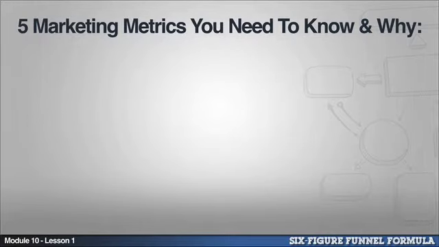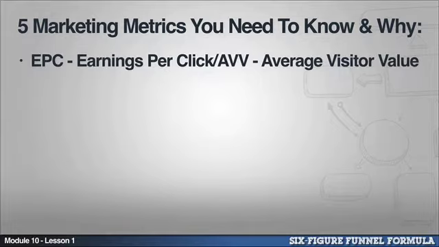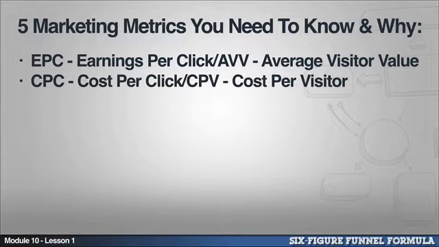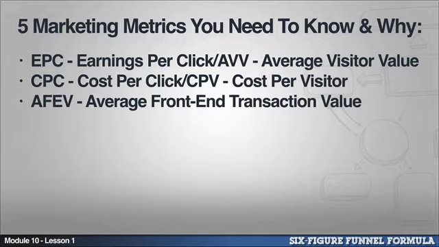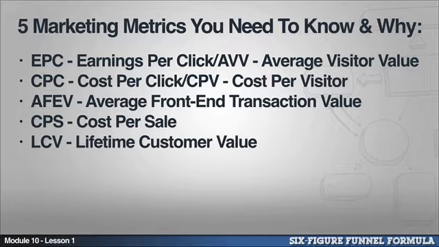In this lesson, we're going to talk about the 5 marketing metrics that you need to know and why. So here they are. The first one is EPC, or earnings per click, sometimes referred to as average visitor value. The second one is cost per click, or sometimes referred to as cost per visitor. The third one is average front-end transaction value. The fourth one is cost per sale. And the fifth one is lifetime customer value. So let's go through each one of these. I'll tell you what it is and why you absolutely need to know them.